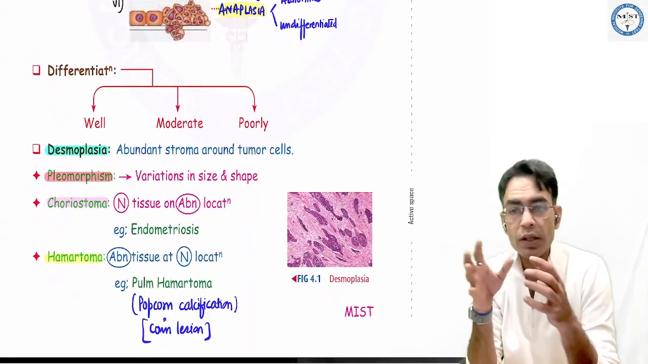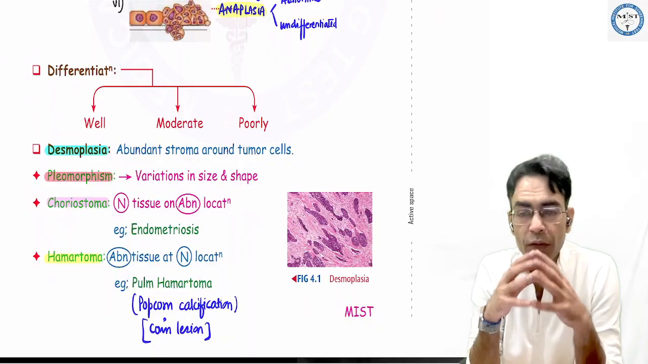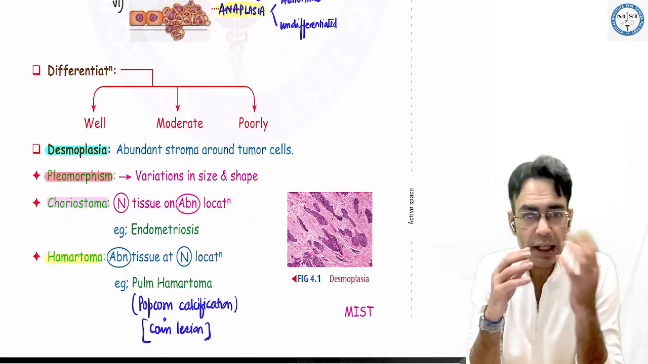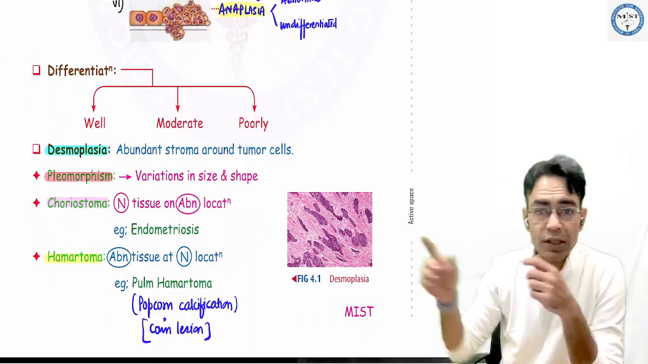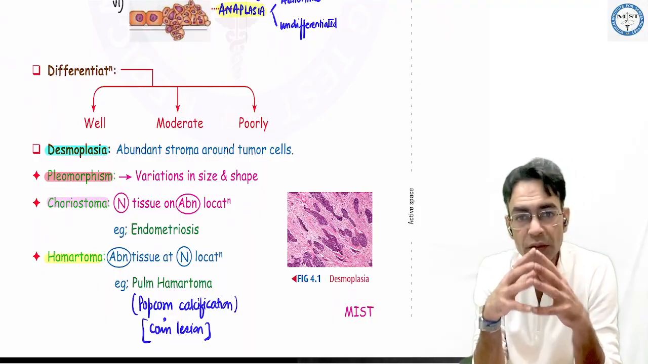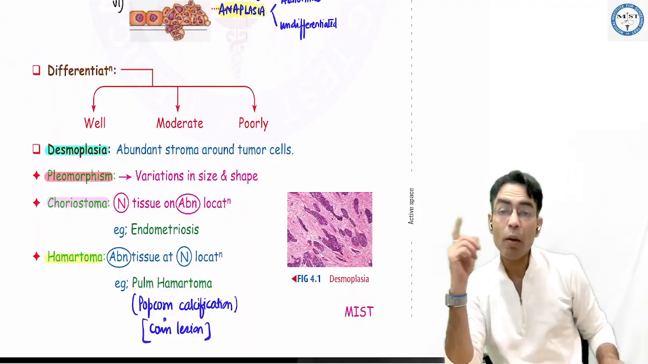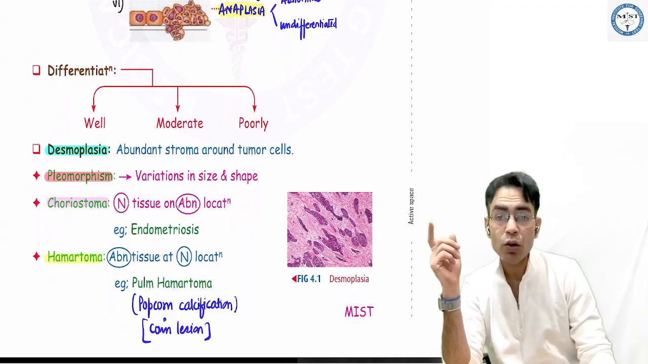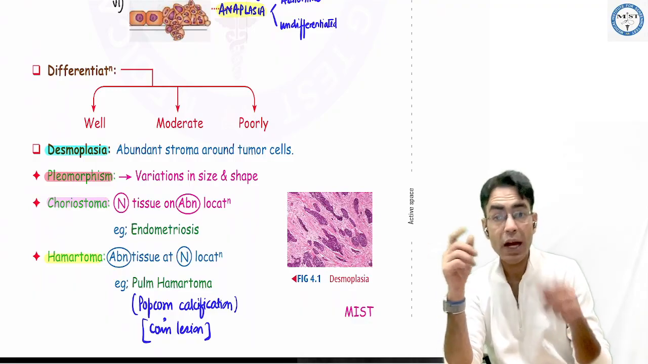Then the other 4 words are desmoplasia, pleomorphism, choristoma, and hamartoma. In desmoplasia, it is abundant stroma around the tumor cells. In pleomorphism, it is variations in shape and size of the cell. Choristoma is normal tissue at abnormal location, and hamartoma is abnormal tissue at normal location.